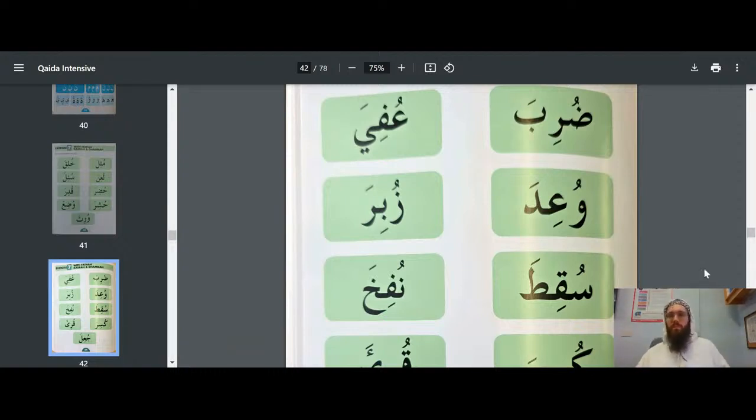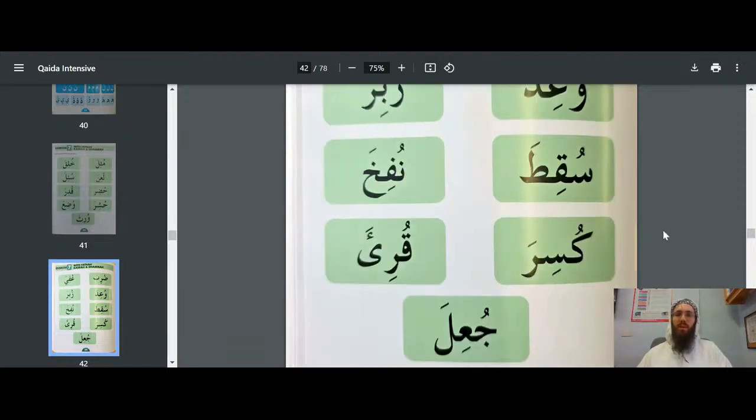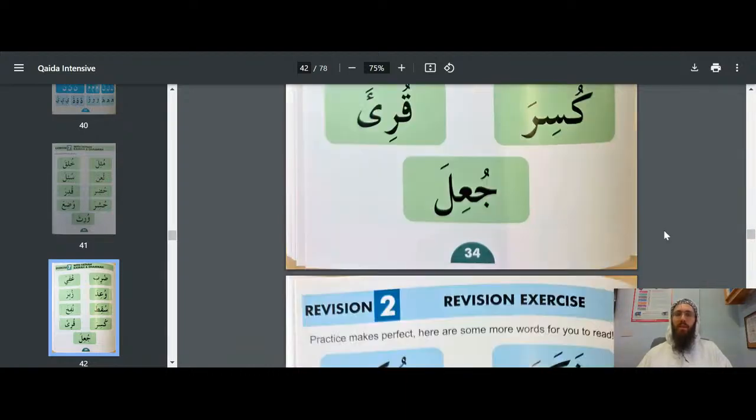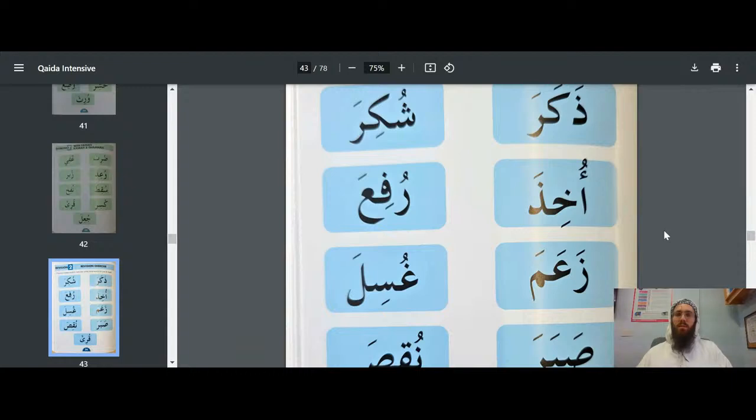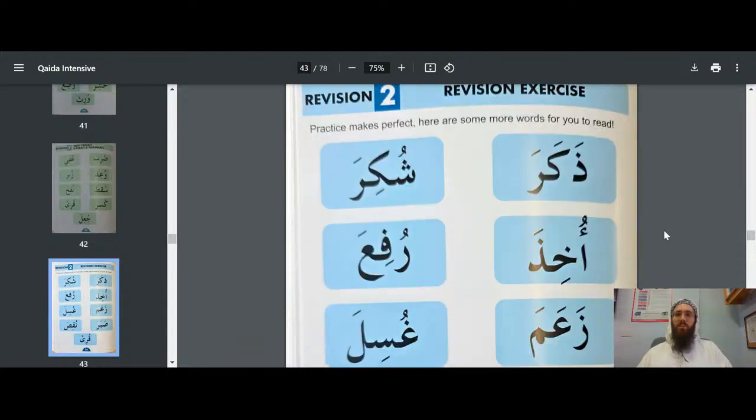Mubaraka. Doriba, Arfiya, Wu'ida, Zu, Bi, Ra, Zubira. Just slowly, one letter at a time. What is it called? Sounding out the word. That's what we're doing. Sounding out the word. Let's keep going.